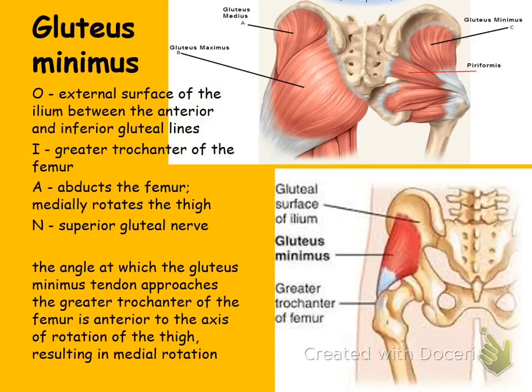The gluteus minimus, another little muscle, smaller yet, originates on the external surface of the ilium between the anterior and inferior gluteal lines, and it inserts on the greater trochanter of the femur. Just like the medius, both are on the greater trochanter. It abducts the femur and immediately rotates the thigh. Look at it this way: your maximus is so big and so strong that we have to have 2 little muscles basically to offset that strength. The minimus and the medius do just the opposite of what the maximus does.